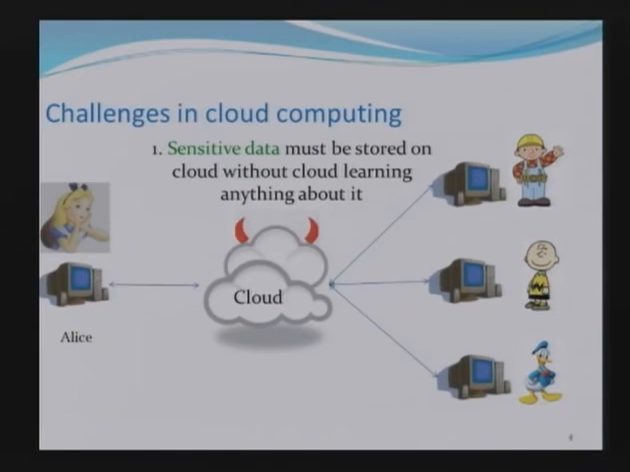Okay? So in our picture over here, Alice wants to store sensitive data on the cloud, and the cloud should not learn anything about it. The obvious solution might probably work. Alice will, say, encrypt all her data with her public key, and store it on the cloud. And now, since the cloud sees only encrypted data, the cloud should not learn anything about it. Okay.